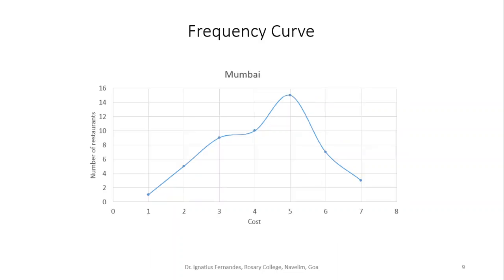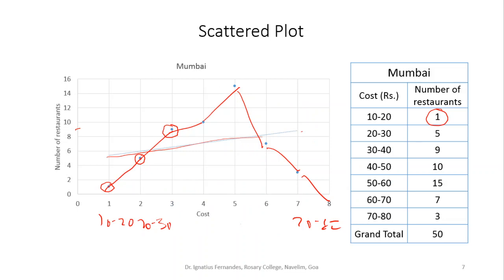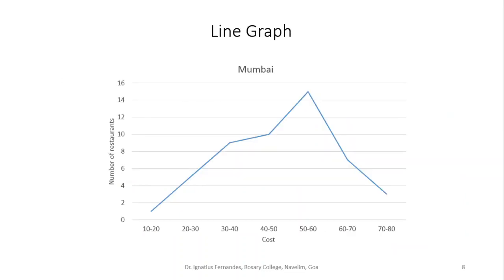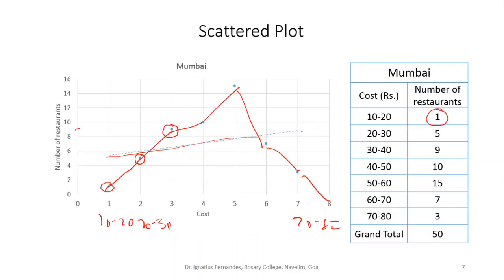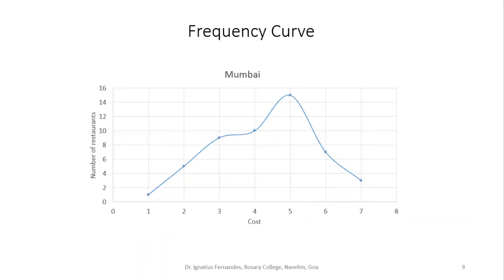Next I have a frequency curve. In the line graph what I did was I just joined the points. Instead of joining them in straight lines, I'll make it a smoother curve like this. If I'm doing it as a smooth curve, then what I'll get is a frequency curve. The difference between a line graph and a frequency curve is, in a line graph you are just joining those points with lines, and in a frequency curve you are joining them with a smooth curve.